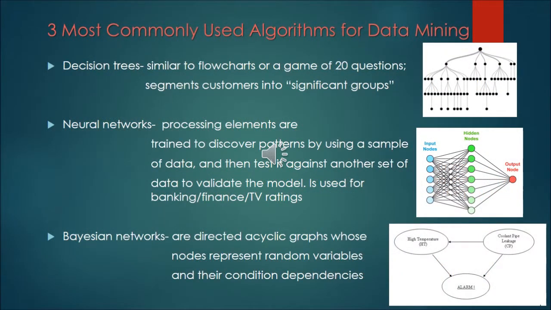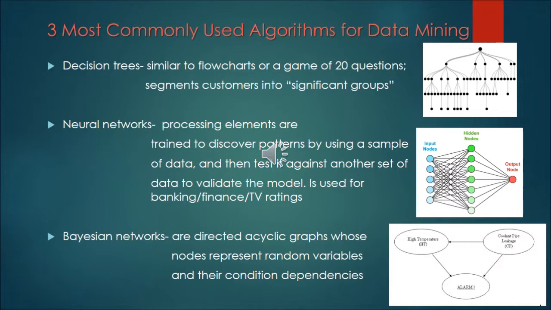And now we get down to the actual data mining process, which, as I mentioned before, uses algorithms. And there are many different algorithms you can use, and there are no established guidelines to assist in choosing the correct algorithm to apply, but each algorithm tends to lend itself to a particular type of problem. The three most commonly used algorithms are decision trees, neural networks, and Bayesian networks. Decision trees are similar to flowcharts or a game of 20 questions, in which the algorithm segments the customers into significant groups.